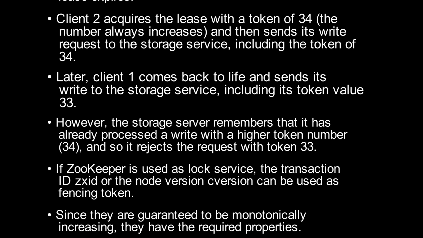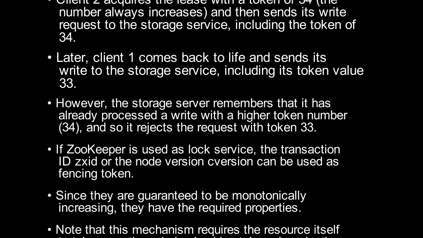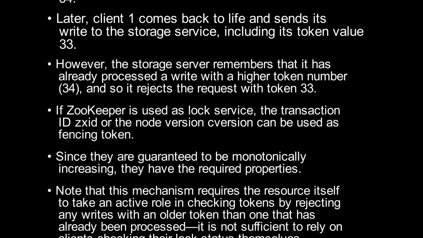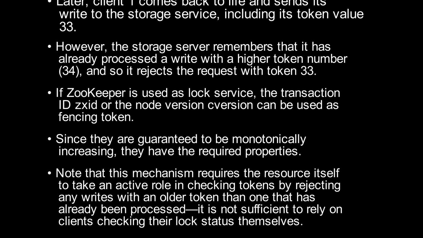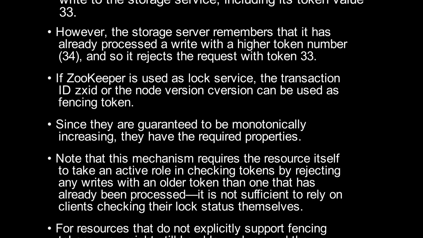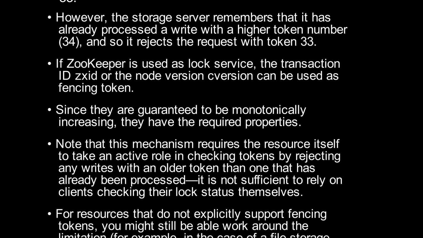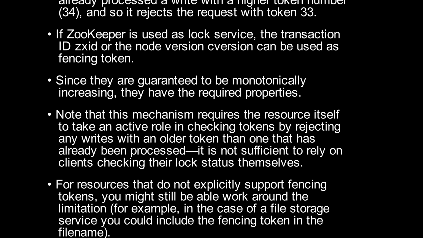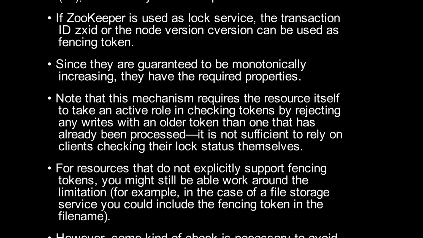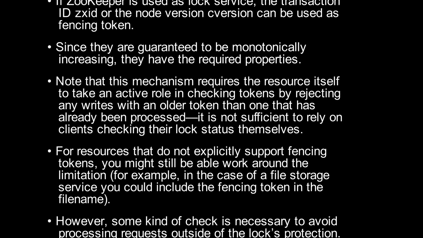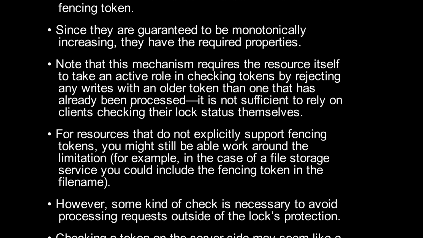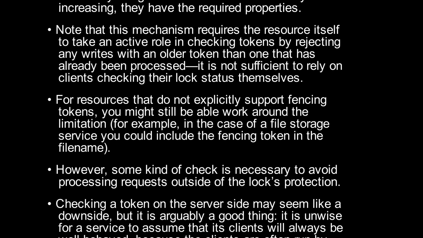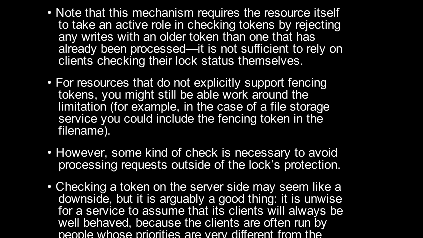If ZooKeeper is used as the lock service, the transaction ID zxid or the node version cversion can be used as the fencing token. Since they are guaranteed to be monotonically increasing, they have the required properties. Note that this mechanism requires the resource itself to take an active role in checking tokens by rejecting any writes with an older token than one that has already been processed. It is not sufficient to rely on clients checking their lock status themselves. For resources that do not explicitly support fencing tokens, you might still be able to work around the limitation. For example, in the case of a file storage service, you could include the fencing token in the file name. However, some kind of check is necessary to avoid processing requests outside of a lock's protection.